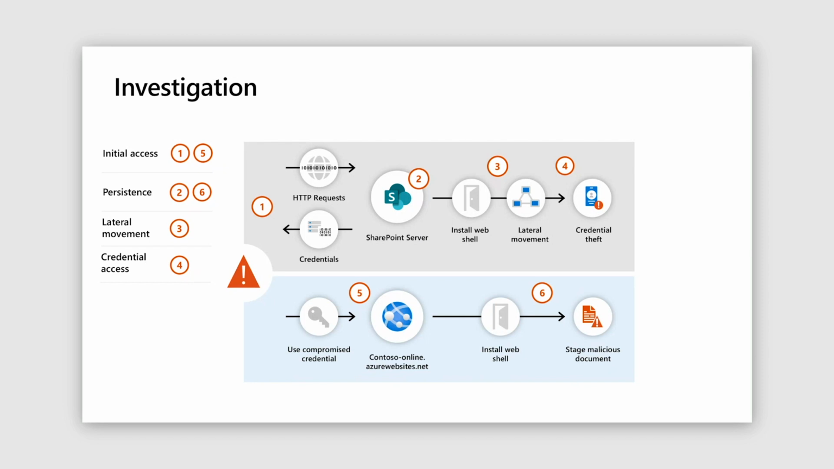One of these compromised credentials has contributor rights to the organization's Azure subscription. In step 5, the attacker uses this credential to remotely install a web shell on the App Services website, Contoso Online. In step 6, this web shell is used to download and install a malicious Word document on the site for use in a later mail-based attack.